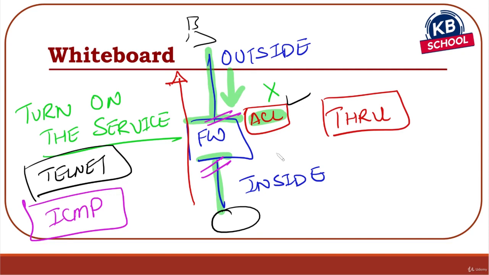If you happen to have a DMZ, the DMZ devices can ping the local interface over here. That is controlled by the ICMP service, so that's not controlled by the ACL. Even if you put an ACL saying deny ICMP any on an interface, that is only for through traffic. It's not for to traffic. To traffic is controlled by the service called the ICMP service.